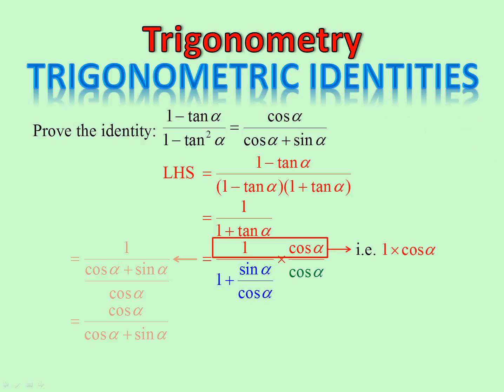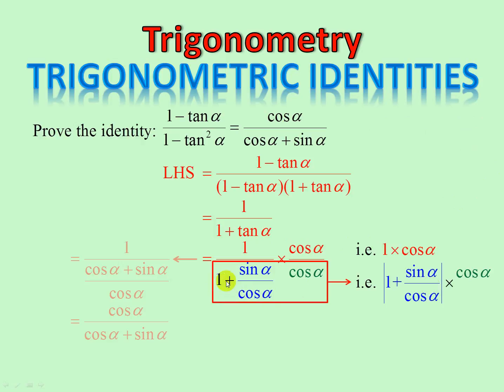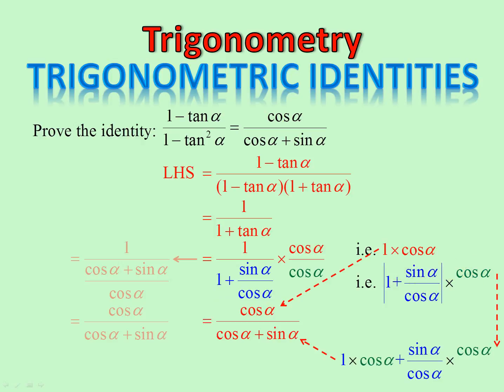So if you have a look, 1 times cos on the top line, and on the bottom line I'll have that times cos. Top line gives me cos. The bottom line, cos times 1 is cos. Cos times this one, the coses cancel. So we'll end up with that. And there's my right-hand side.